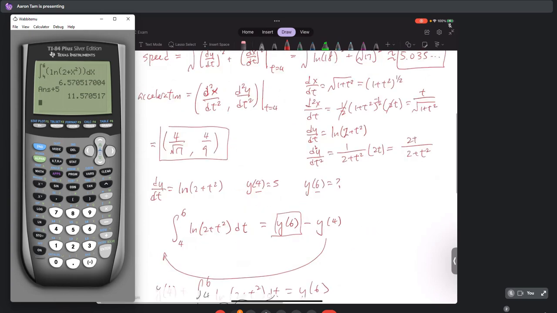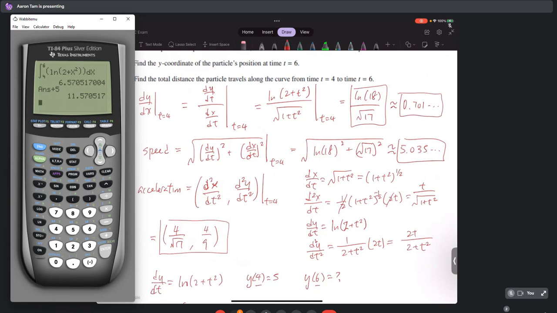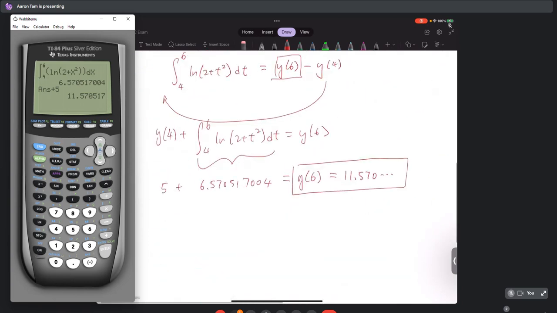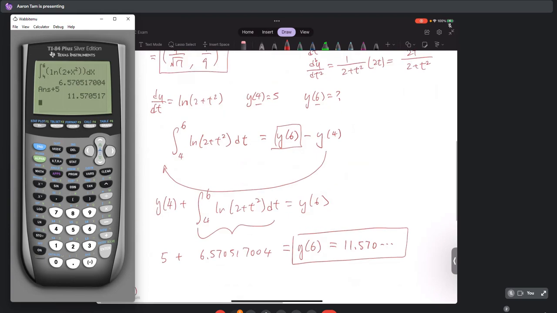All right, let's see what the last part is. Find the total distance the particle travels along the curve from time t equal to 4 to t equal to 6. So the way to do that is to use the total distance formula. The total distance formula has an integral for that. So once again, these are things that you have to remember.